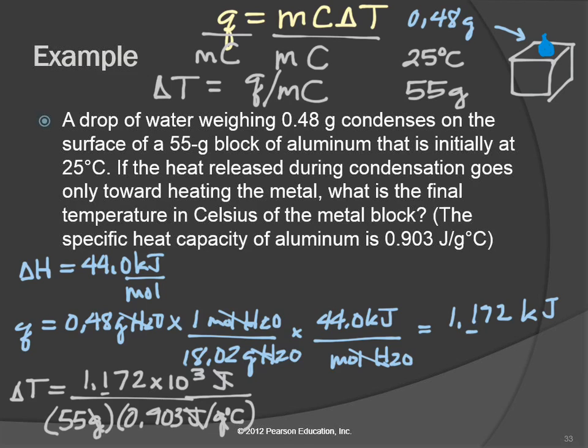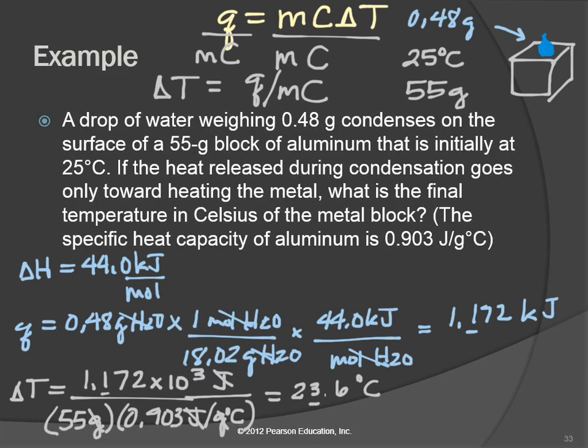So now I've got 1.172 times 10 to the 3rd divided by 55 divided by 0.903. And this is telling me 23.6 degrees Celsius. Is that the final temperature? That's the change in temperature. How do we figure out what the final temperature is? We use the initial temperature. So it started at 25.